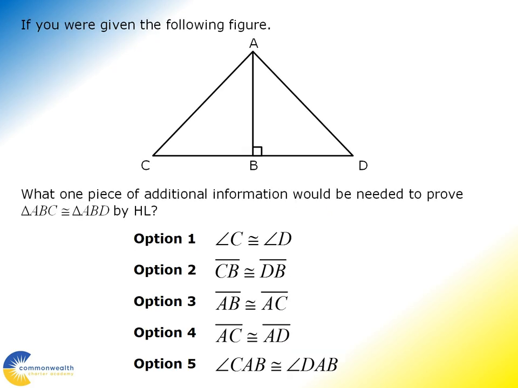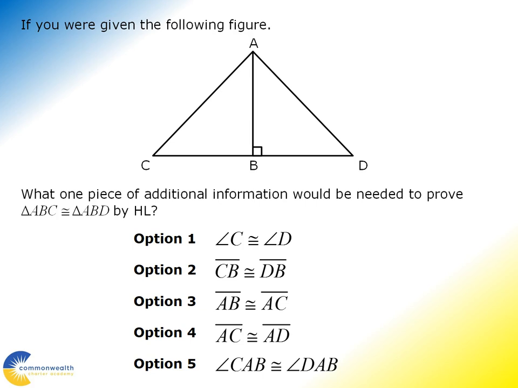The next question gives you this figure and asks what additional piece of information would be needed to prove triangle ABC is congruent to triangle ABD by hypotenuse leg. We can see we have two right triangles. I can see that CD is a straight line segment, so I would expect that angle ABC would also be a right angle, and we could assume that. They also share leg AB, so they do have a pair of congruent legs.